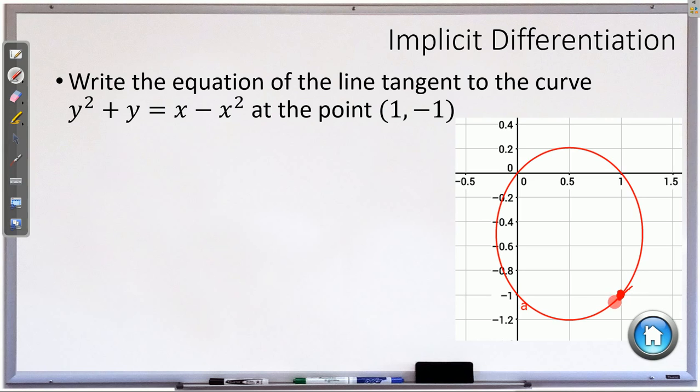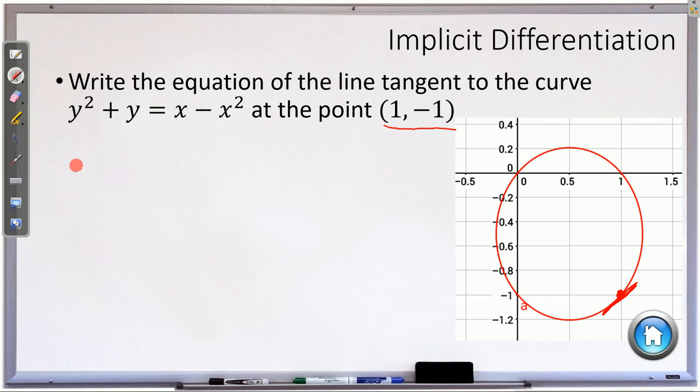So at the point 1, -1, right here. So we want the equation of this tangent line right here. That's what we're going to find. And remember, there's two things you need for a tangent line, a slope and a point. I've given you the point. You need to find the slope. Another word for slope is the derivative.